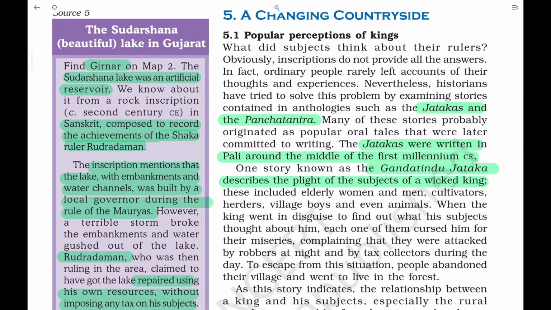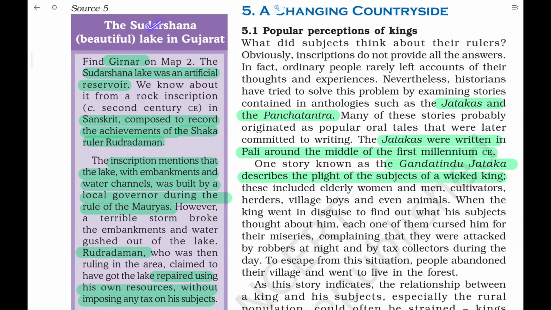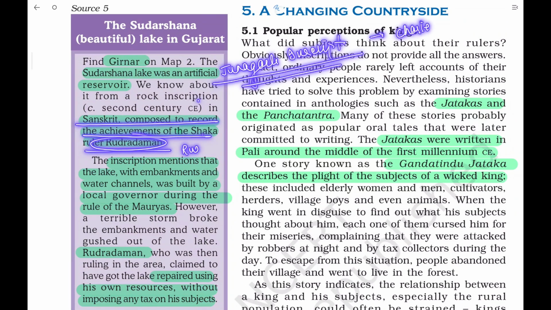One of the stories, known as the Ganda Tindu Jataka, described the plight of the subjects of a wicked king. Now, this Sudarshan Lake is very important. This Sudarshan Lake is in Gujarat, at Girnar, and it is an artificial reservoir. It was made by the Shaka ruler Rudradaman, and there is an inscription, the Junagadh inscription of Rudradaman. It is the longest inscription written in chaste Sanskrit, and it mentions the Sudarshan Lake.